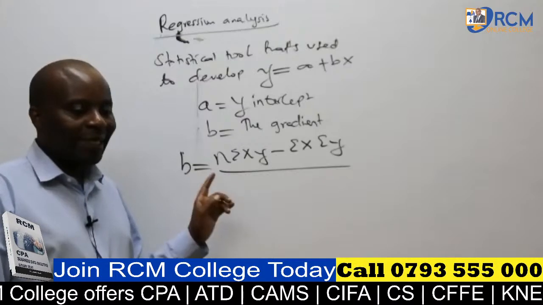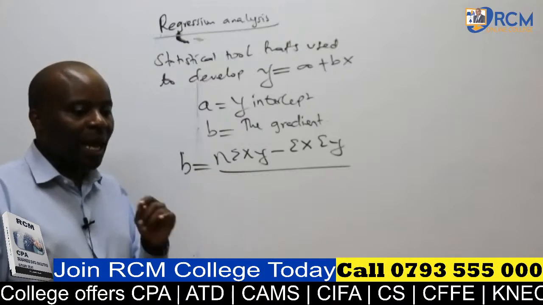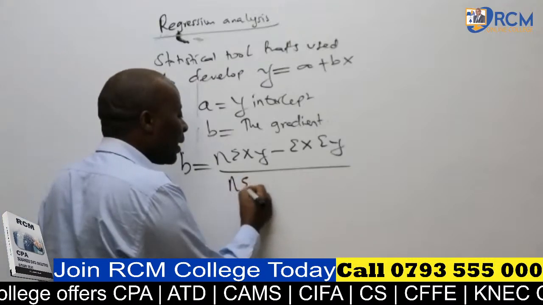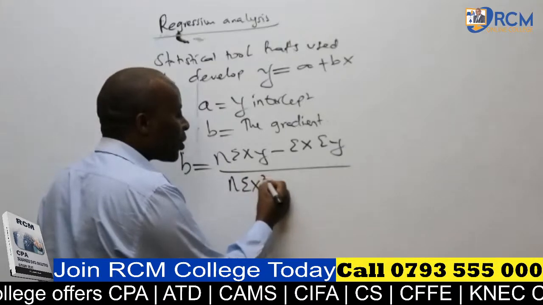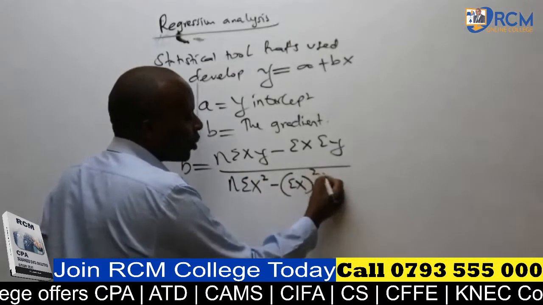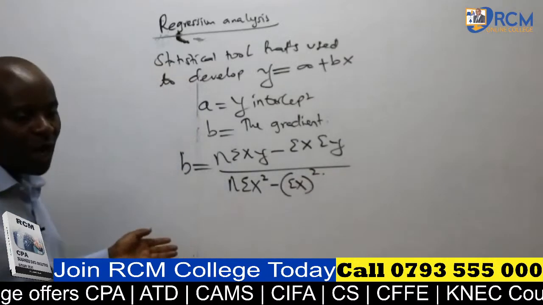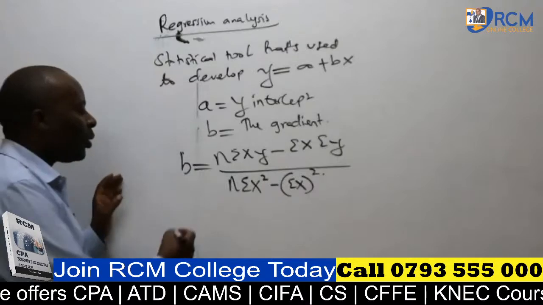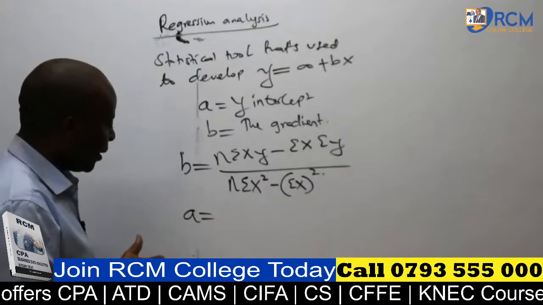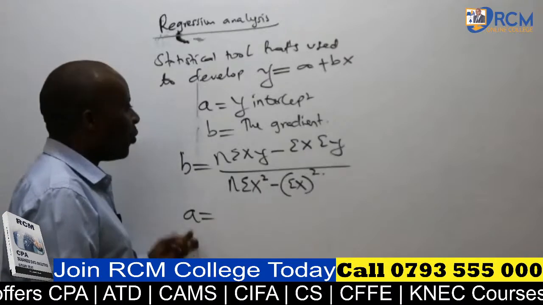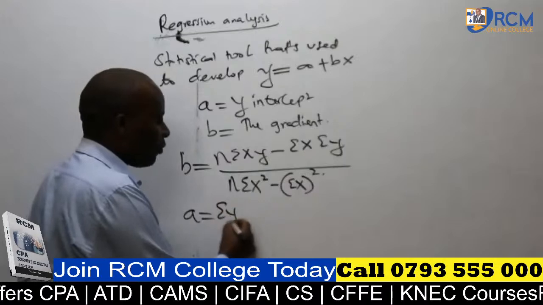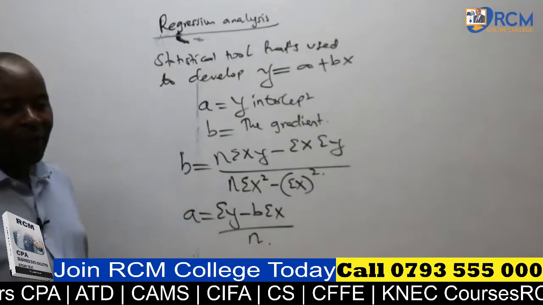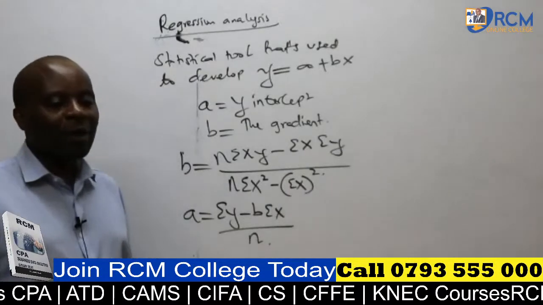How about, in this case here, the denominator? You can see what Bwana Amaya is saying. Amaya says that to get the denominator here, we shall be taking n summation of x squared minus, in brackets, summation of x, all squared. So this is very important for us. To get a, which is the intercept, we normally take summation of y minus b summation of x, all over n.